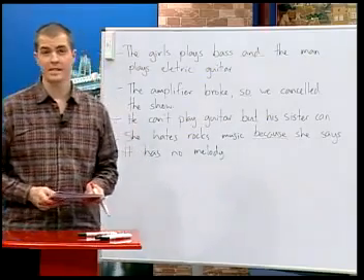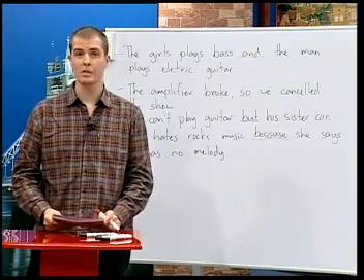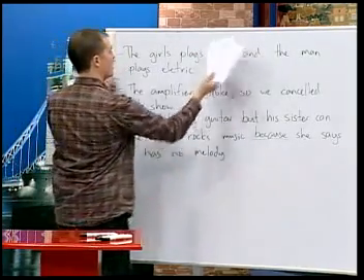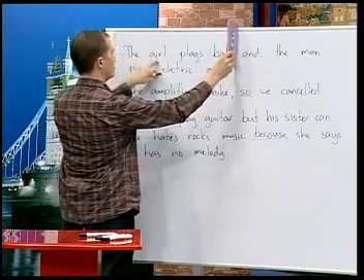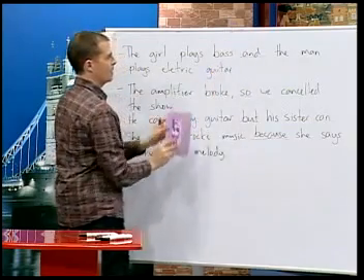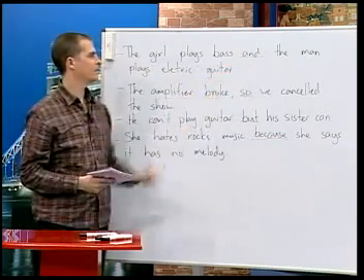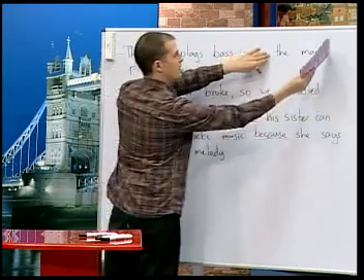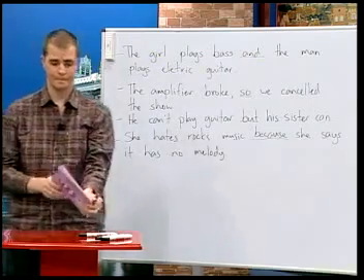Conjunctions are words that connect sentences, clauses, or phrases. A clause is a group of words that has a subject and a verb. So we have the girl plays bass. That's a clause. And then we have the man plays electric guitar. The girl plays bass and the man plays electric guitar. Here is one clause. Here is another clause, and connects them.